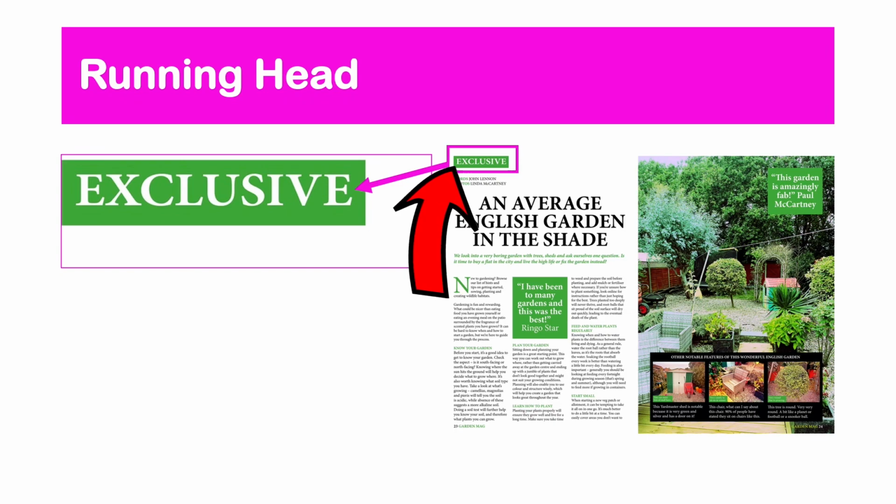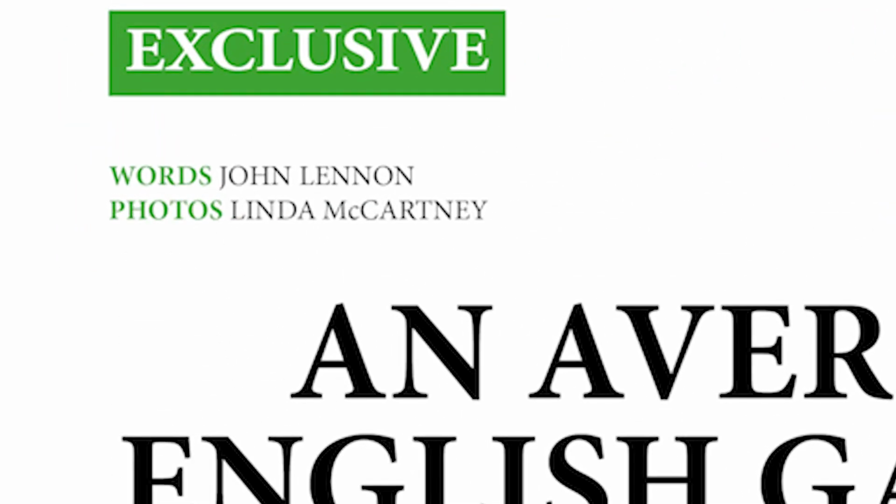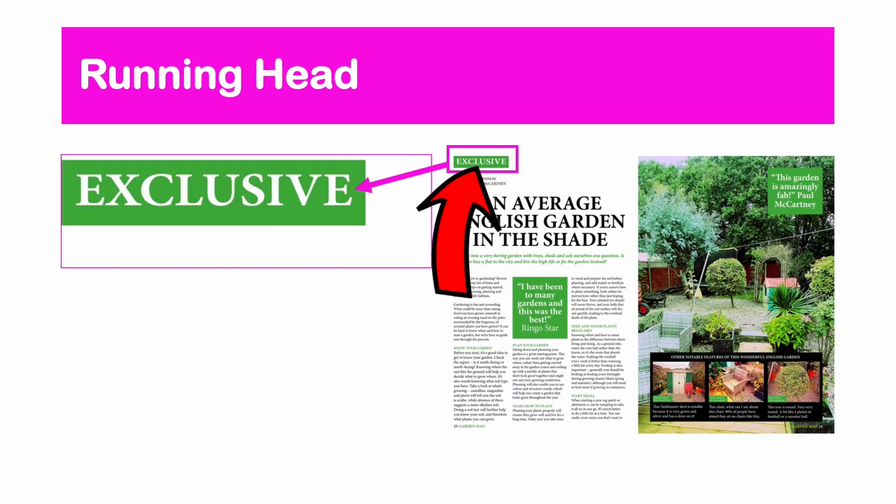A running head is usually placed at the top of a magazine article, and it aids the readers in understanding what the article is about. It should be designed creatively so it looks good, because it's present on almost all the pages of a magazine, and so the reader should see it every now and then, so it has to be visually attractive.